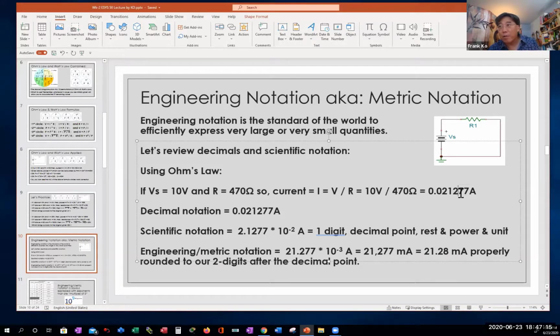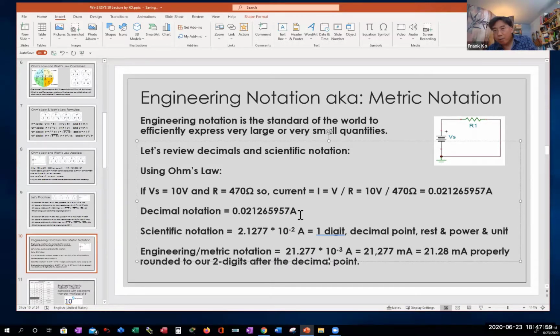Now, this has not been rounded off. Let me do this because I did this much earlier with a rounding function. So divide by 470. Yeah. So this is 0.0212765957. Big long decimal. And so on your calculators, decimal notation is shown with as many digits that your calculator can display.